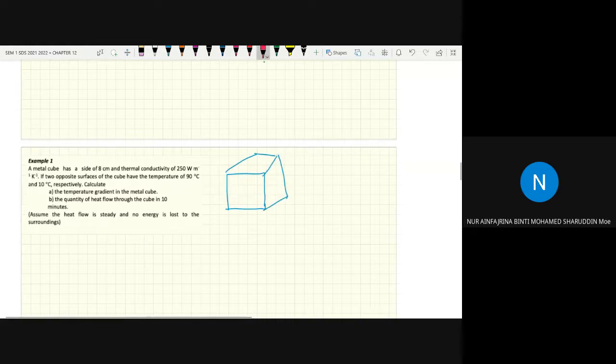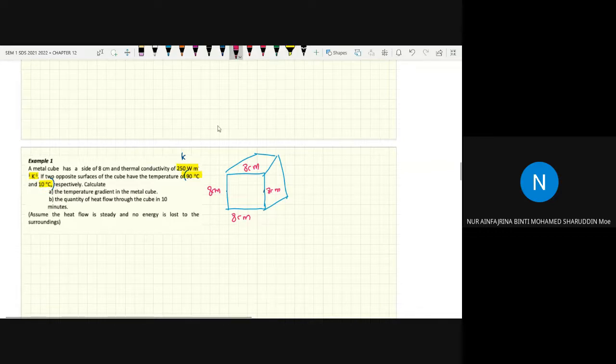Okay, it has a side of 8 cm. So it means everything is 8 cm. Okay, and the thermal conductivity, maksudnya K dia, thermal conductivity adalah 250 watt per meter per Kelvin. If the two opposite surfaces, maksudnya maybe from this one and this one, have a temperature of 90 degree and 10 degree Celsius respectively.